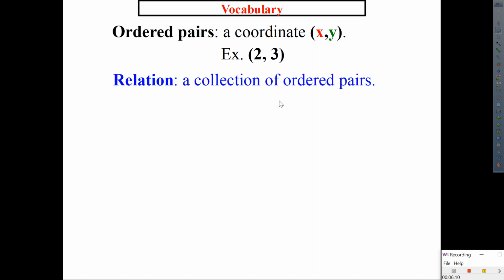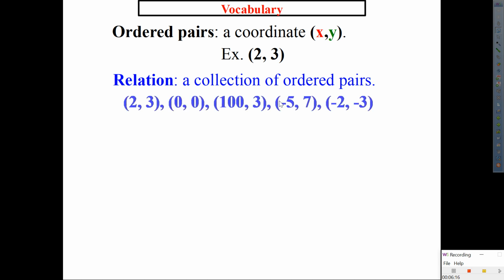You're not copying this, you're just paying attention. A relation is a bunch of ordered pairs together, or a collection of ordered pairs. There they are. And that collection of ordered pairs is in no particular order. They're just together. However, from there I can ask you some questions such as, what is the domain of that relation? Look at it. See if you remember, tell your neighbor the domain.